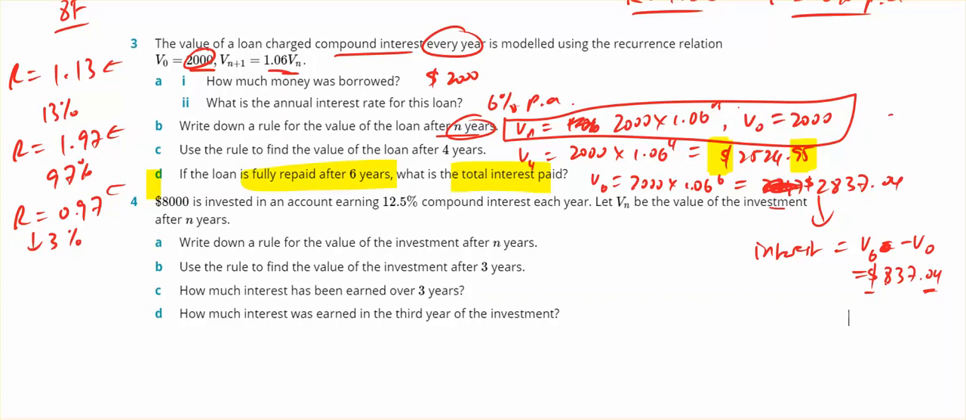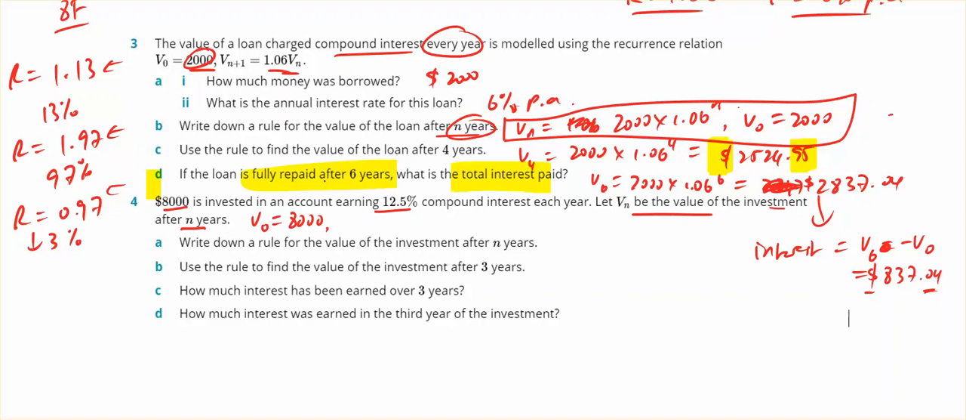So we'll look at question 4. It's actually a very similar question. Instead, they haven't really given you a rule now. You have to write the rule. So we know $8,000 is invested. Well, we know V0 is 8,000, and it's earning 12.5% compounding each year. Let Vn be the value of the investment after n years.